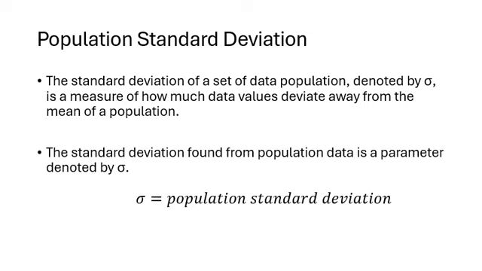And then we'll get into population standard deviation. Population standard deviation is the same thing as a sample standard deviation, because it's just a measure of how much data values deviate away from the mean. Of course, in population, we're going to use this little symbol sigma, and that's your population standard deviation. It is a parameter denoted by the symbol sigma. And you definitely need to differentiate: the standard deviation found from the population data is a parameter.